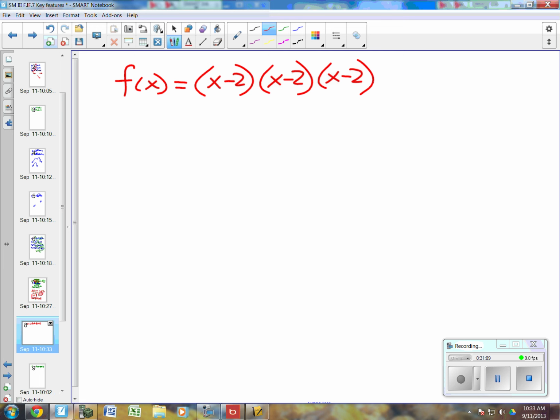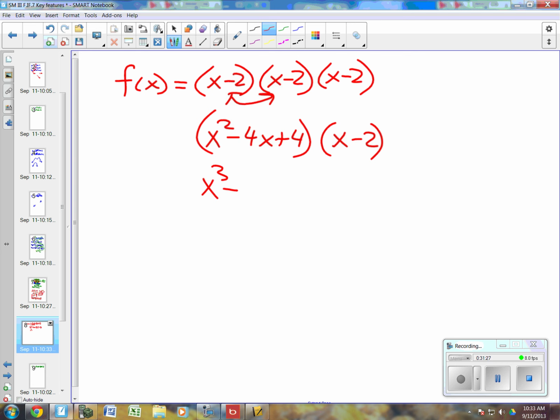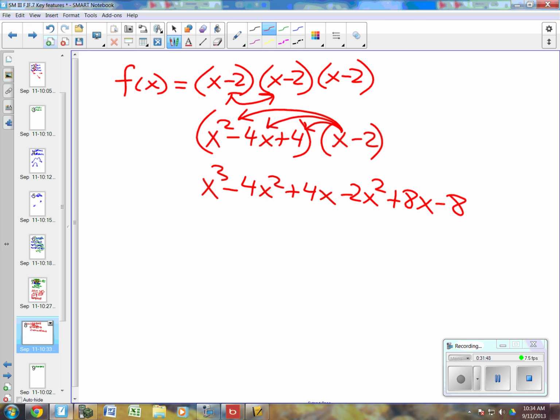Okay? So if I multiply these first two together, I'm going to get x squared minus 4x plus 4. And then I've got to times it by the x minus 2. So I distribute through like we did last time. I'm going to get x cubed minus 4x squared plus 4x. All I did is I just times that by that, and then that. I distributed the x, right? Now if I distribute the 2, I get minus 2x squared plus 8x minus 8.